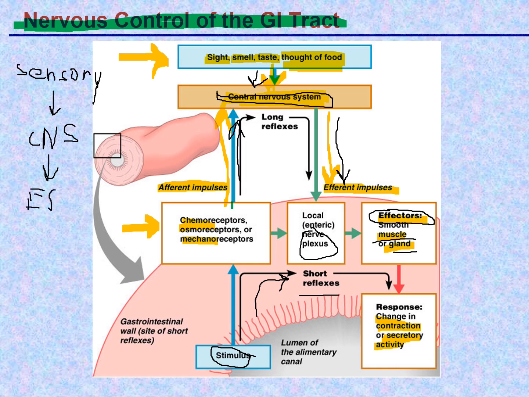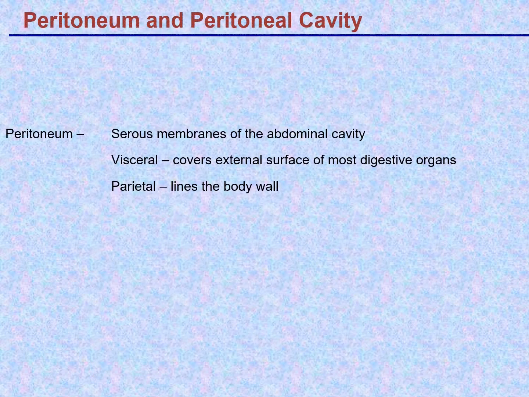Effector. So difficult writing with this. Effectors. And effector tissue is always either muscle or gland tissue.